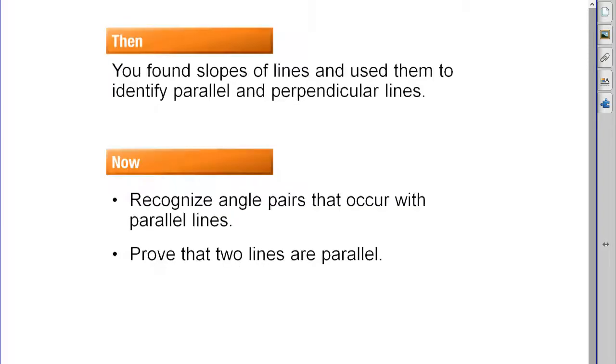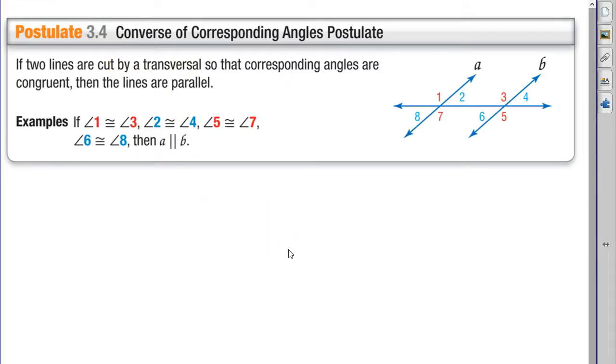What we've already done is we've found slopes of lines and used them to identify parallel and perpendicular lines. Now we're going to use some theorems and angle pairs that tell us that. So the first thing is this, like it was in the beginning of section 3.2. Two lines are parallel if they're cut by a transversal so that their corresponding angles are congruent. Okay, so if two lines are cut by a transversal so that their corresponding angles are congruent, then we can say the lines are parallel.